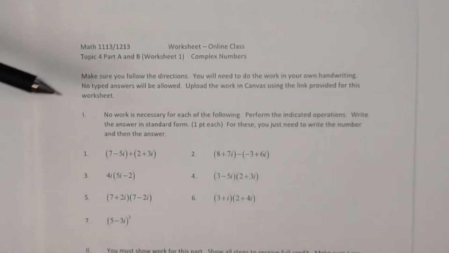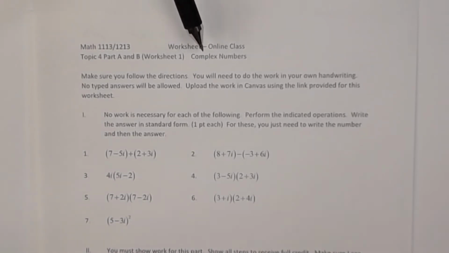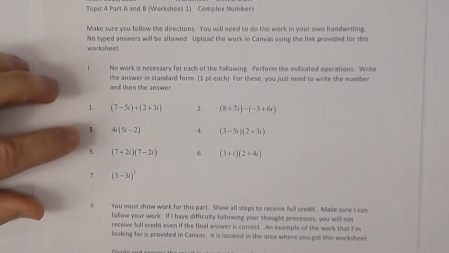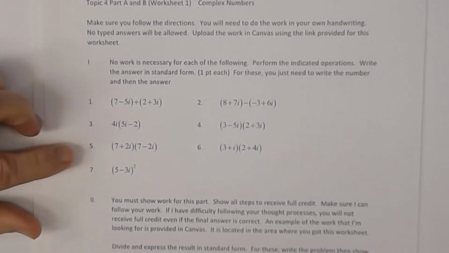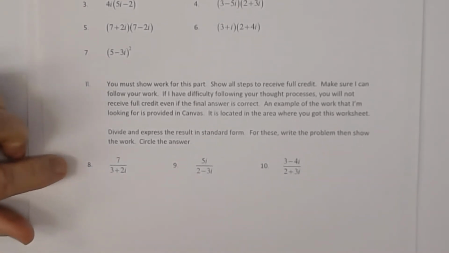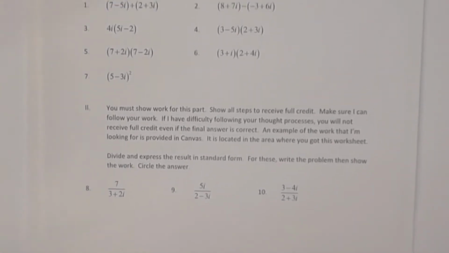This is a key to topic 4, parts A and B. On this worksheet, you're dealing with complex numbers. In part A, you are asked to either add, subtract, or multiply complex numbers, and in part B, the second part, you are asked to divide complex numbers. So let's take a look at the key to this.